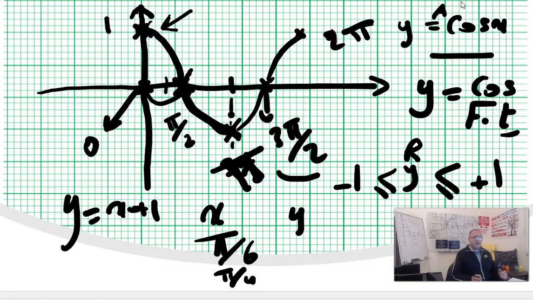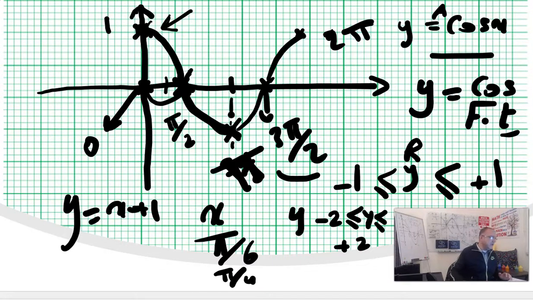When we have something like y equals 2 cosine of x, then the range will become y is between -2 and +2. And when we have something like half cosine of x, the range will become between -1/2 and +1/2.